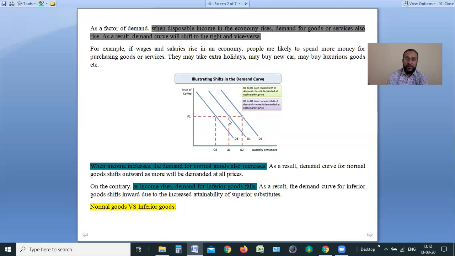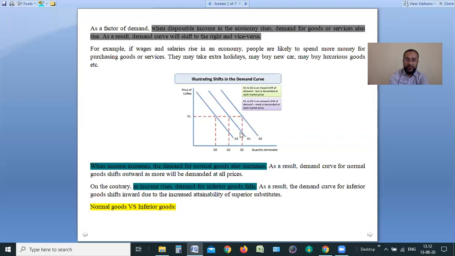This is the graphical presentation of the effect. Here, this is our initial demand curve D1, and for example, our product is coffee, and the price of coffee is P1. At this price, demand is Q1. Now, if disposable income increases, people will buy more coffee at the same price. At price P1, they will buy more coffee. That means what was before Q1, now they will buy Q2 amount of coffee at the same price P1. So the demand curve will shift to the right.